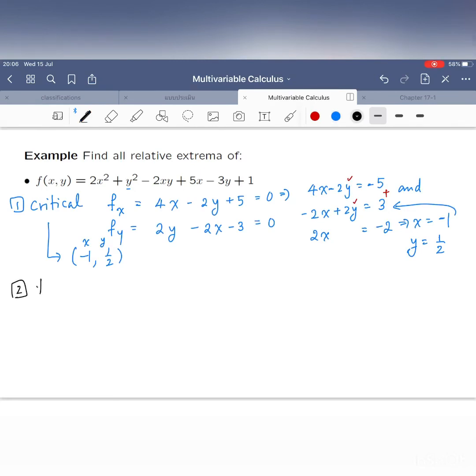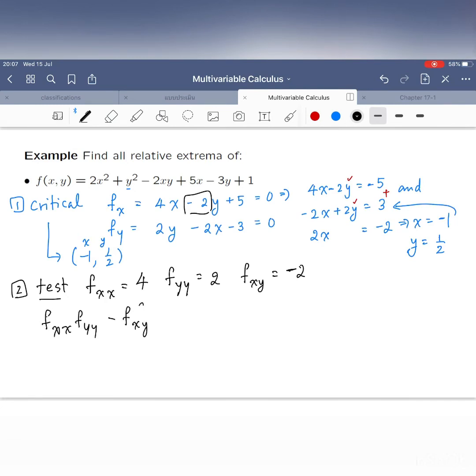Second thing that you need to do is to do the test, okay? So you need to find f sub xx, same direction. So here it is a 4. F sub yy, same direction again, you got a 2. But then f sub xy, a different direction, okay? So you have a negative 2, can you see? And then what you need to do is to compare the same direction with the different direction squared.